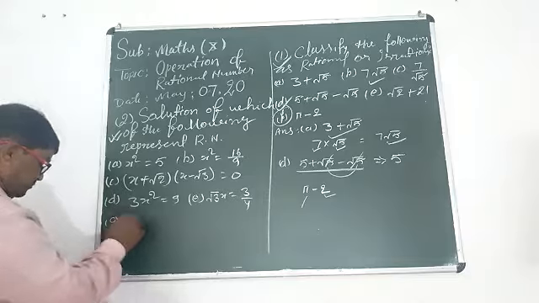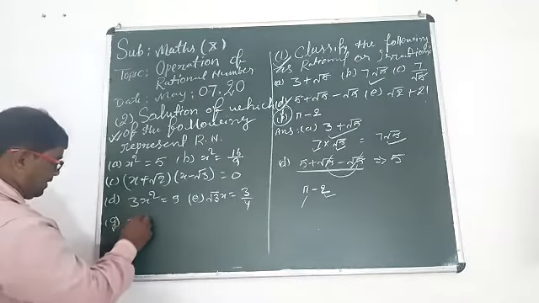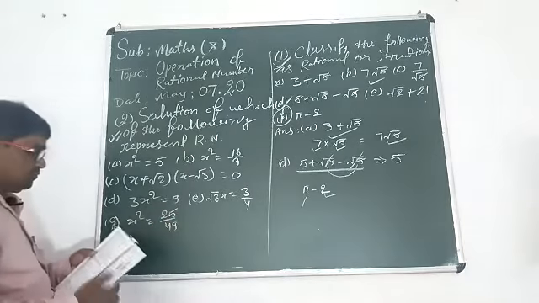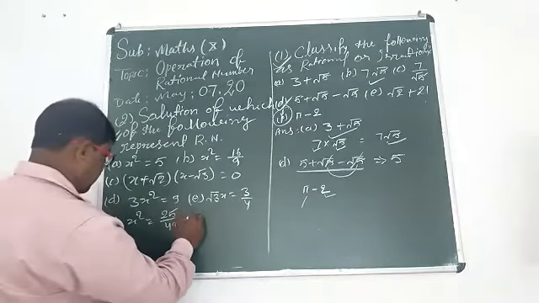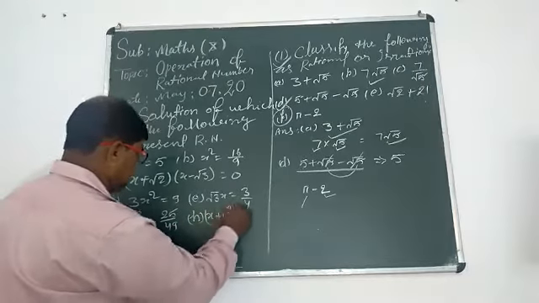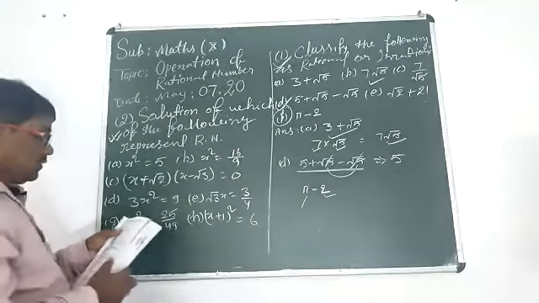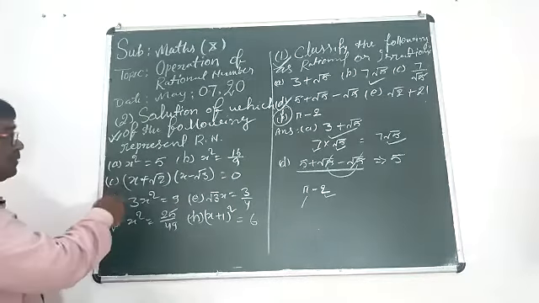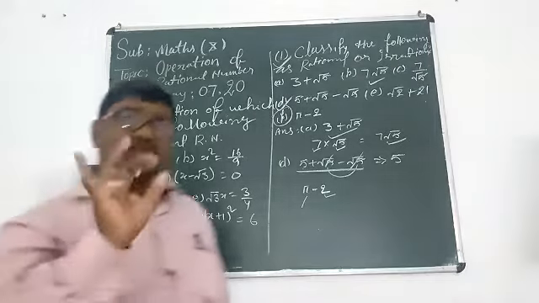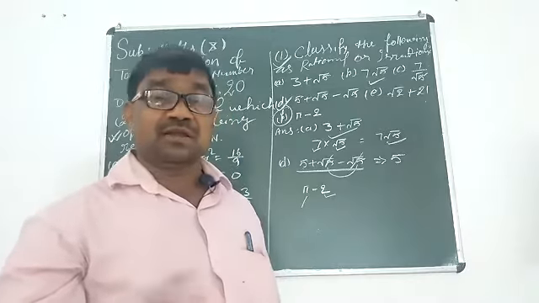Now G. X square equal to 25 upon 49. And H: whole square of x plus 1 equal to 6. Okay? These type of questions in the second group, mind the system. First system in operation.